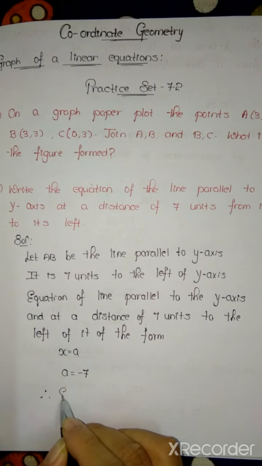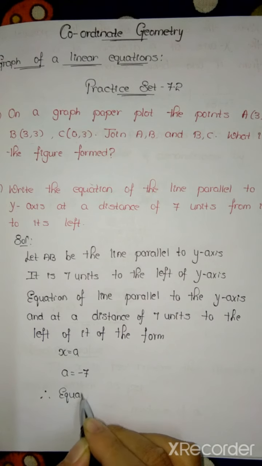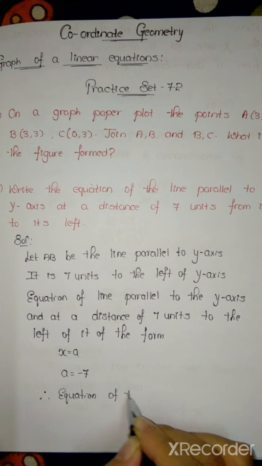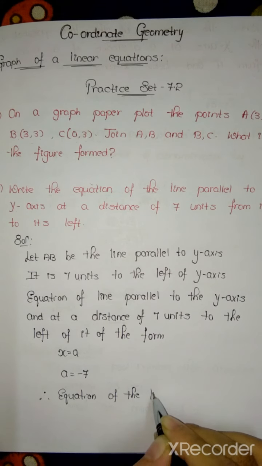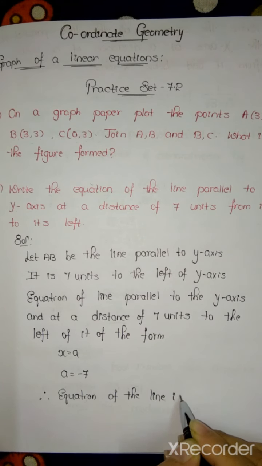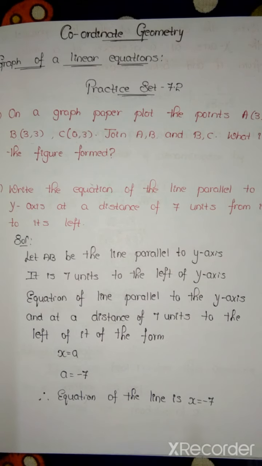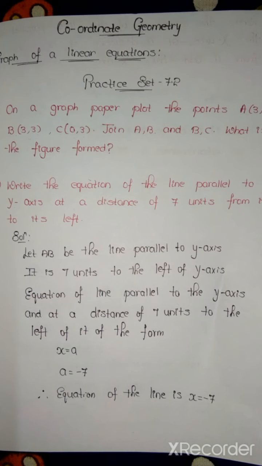Therefore equation of the line is x equal to -7. For the equation on the left we take x equal to a, so here a is equal to -7. Therefore equation of the line is x equal to -7. Okay, so this is question number 2.